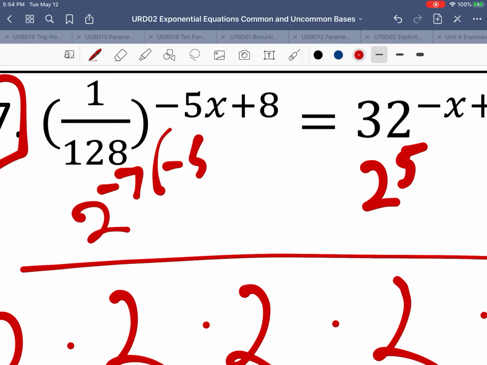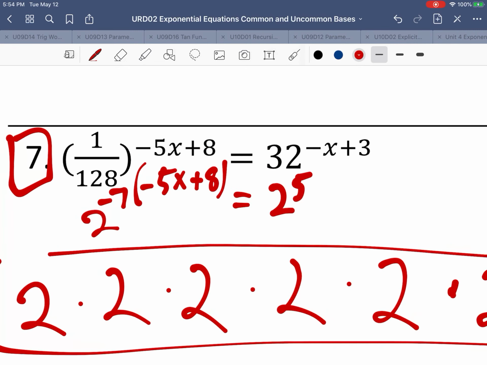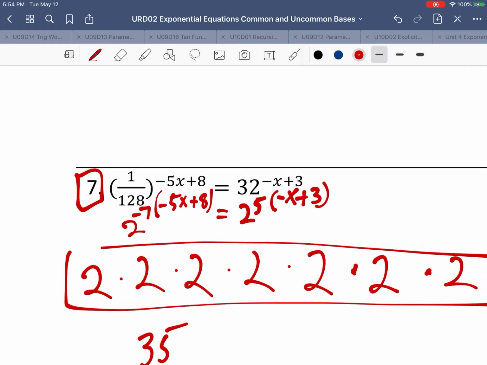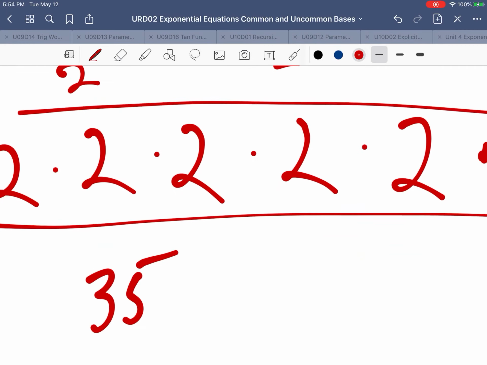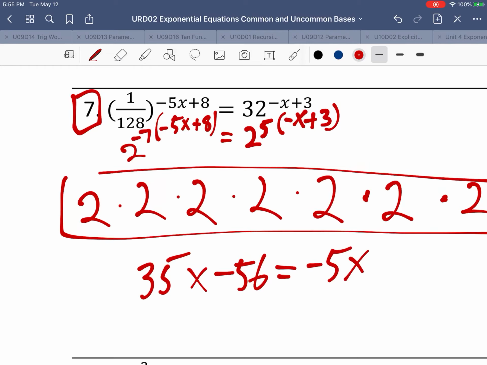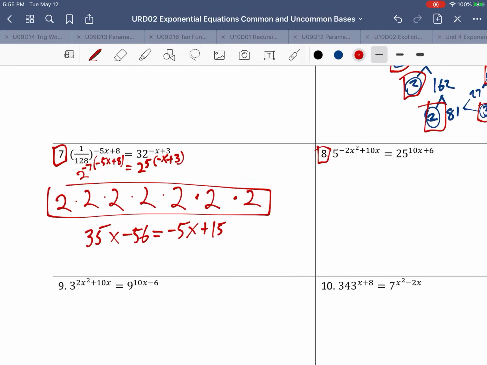Okay, I'm going to put in that negative 5x plus 8. This is going to be equal to 2 to the 5th and a negative x plus 3. We're just going to solve for the exponents again. So that's going to become 35x. That's just from the negative 7 times negative 5. Negative 7 times 8 is going to be negative 56 equals negative 5x plus 15. And if we solve this, we should get the correct exponent. I'll leave that for you to try.